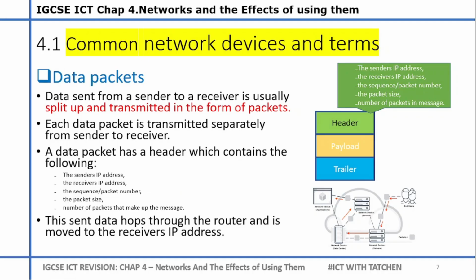But now, how does that message combine back at the receiving end? It makes use of this information at the header of that data packet. So this is an example of a header here. Then we have the payload and the trailer.